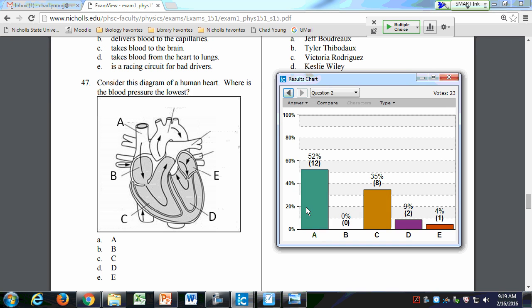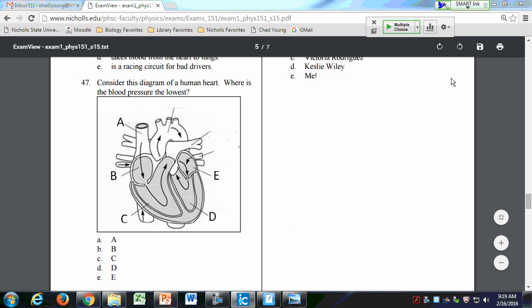A is the right answer. Good. Sort of rallied there right at the end. After the blood goes through your systemic circuit, which is a long way for the blood to flow through your body, it continually has a drop in pressure. And so just before it enters the heart is where it has the lowest pressure. So point A is called what? The vena cava. Just before it enters the heart again is where it has the lowest pressure. Okay?